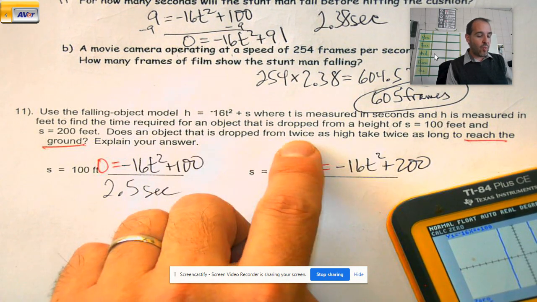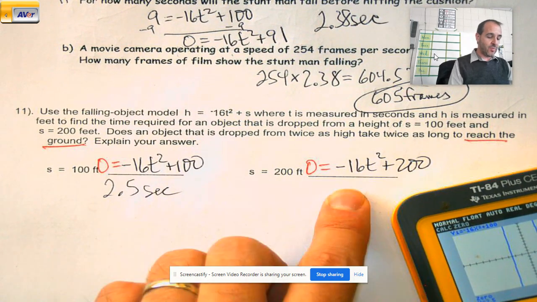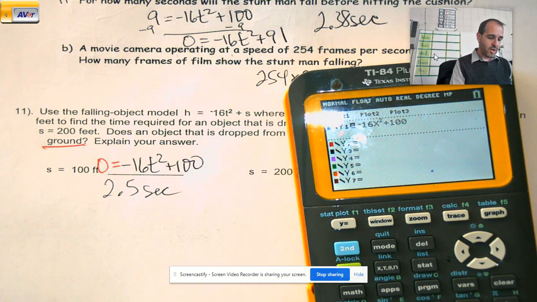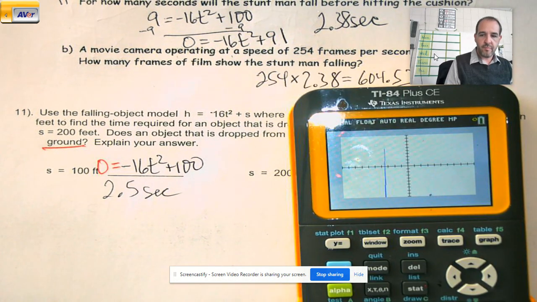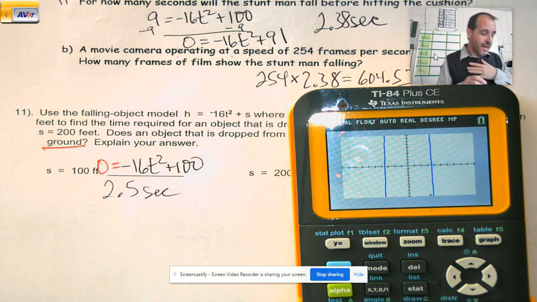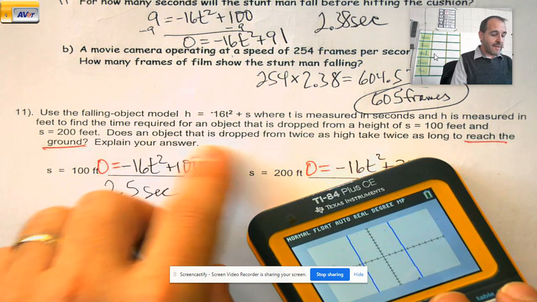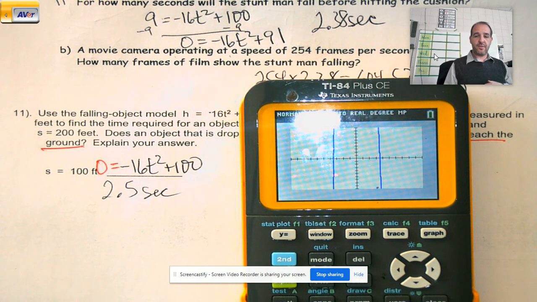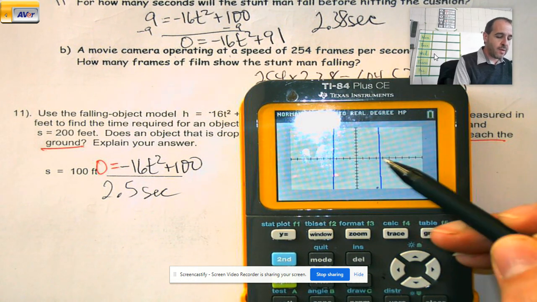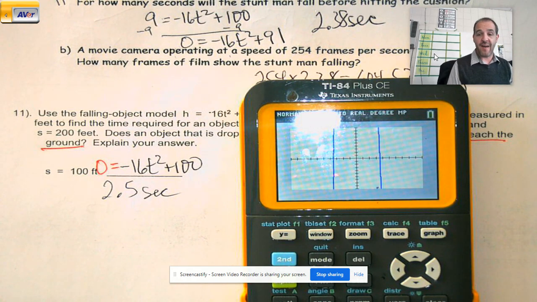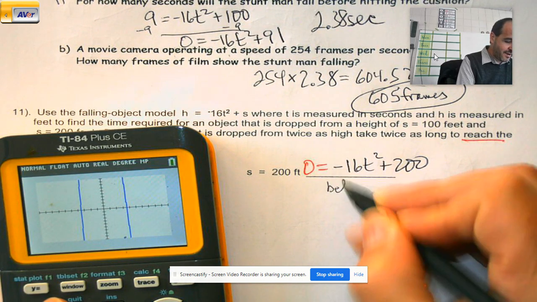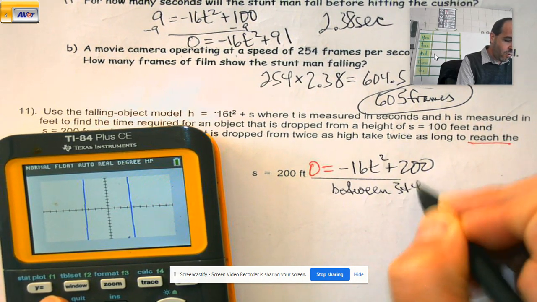Does an object that's dropped from twice as high take twice as long? So we're going to see if this one takes 5. So negative 16x squared plus 200. Now, this is just me. The question is, does an object that is dropped from twice as high take twice as long to reach? I can visually look at this right now and say 1, 2, 3. It's somewhere between 3 and 4. It's definitely not 5, which is way out here. So I'm just going to jot this down right now. Between 3 and 4. Okay?